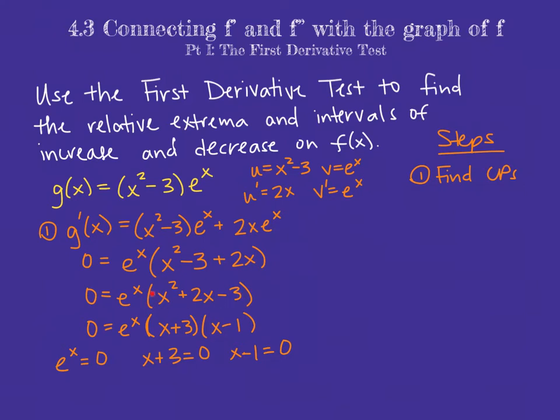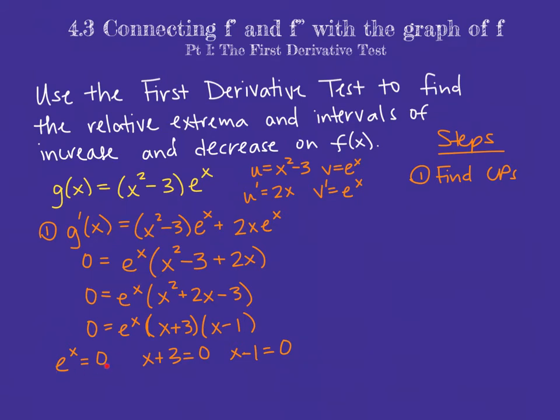This is never going to be undefined. First of all, this factor, you can look at it broken up as well, but it's just a polynomial, and so it's defined everywhere. E to the x is also defined everywhere. It's an exponential function, and so its domain is all real numbers. We can plug in any number we want.